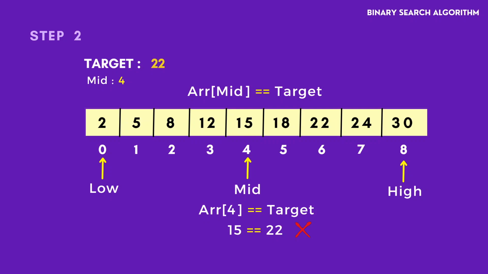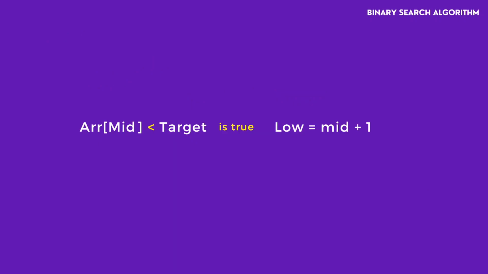So the second condition: array of mid is less than the target. Whatever value is there at array of mid, is it less than the target value? If that is true, you need to update low is equal to mid plus 1. I'll make it very clear over here. Listen very carefully. I will make you print it in your head.